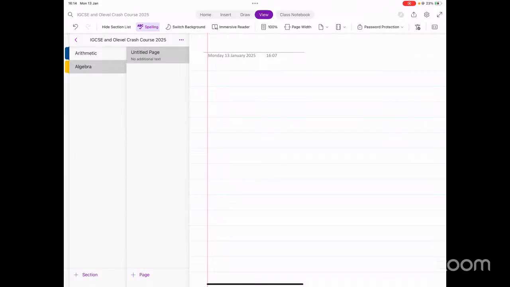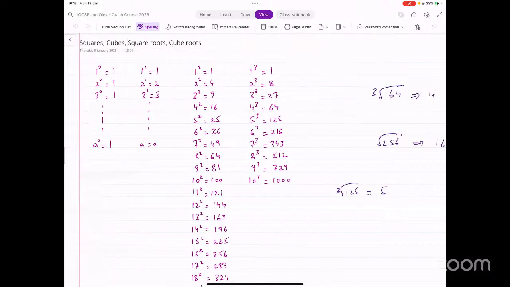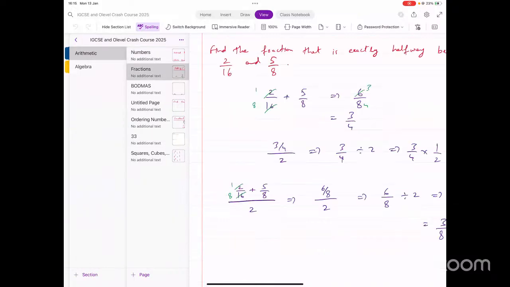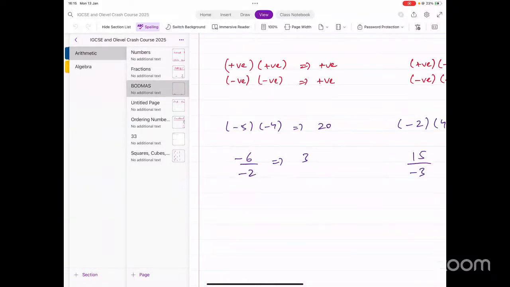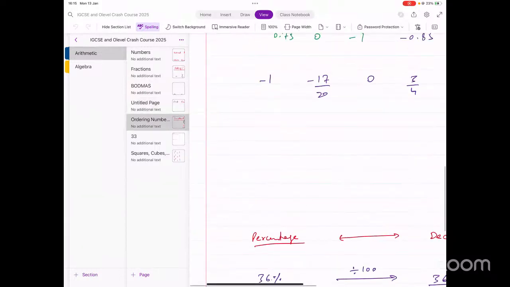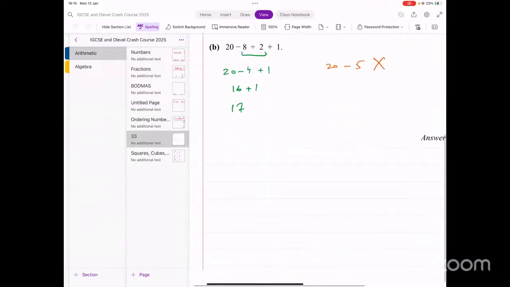So until now, we're done with the basic arithmetic. We've talked about a number of different things already. For example, what are the different types of numbers, how to deal with fractions. Then we talked about BODMAS, and then how to find difference between numbers, and then ordering numbers. In the last class, we also did some examples.